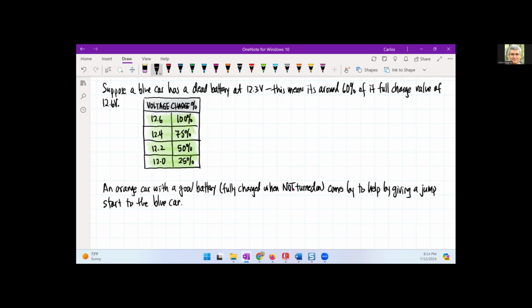So what happens here is that one connects the two positive red posts with the same cable, and it's repeated with the black posts, the black negative posts.